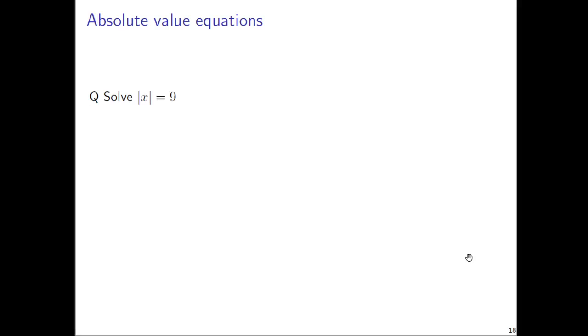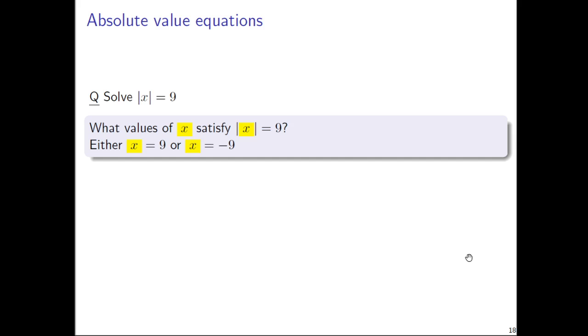All right, we're going to take a look at solving absolute value equations. So, to solve absolute value of x equals 9, we are asking ourselves the question, what values of x would satisfy the property where if you take that number x, you absolute value it, you would get 9. Well, there are two options for what x can be. So either x equals 9 or x equals negative 9, right? So those are our two answers, x equals 9 or x equals negative 9.